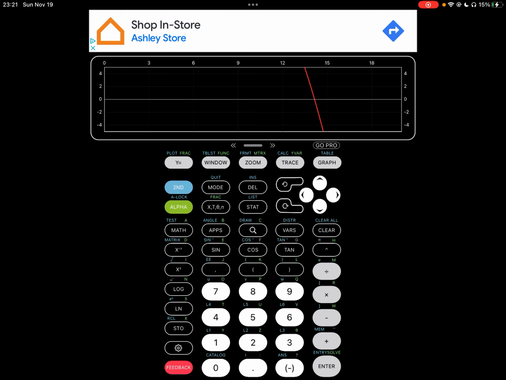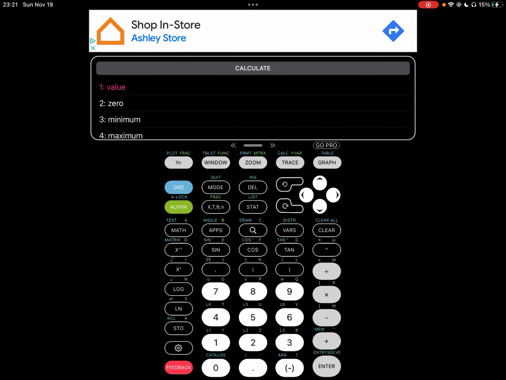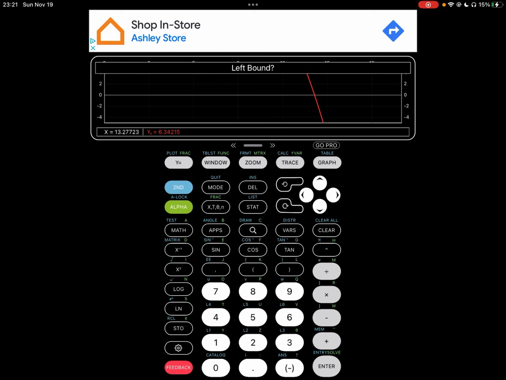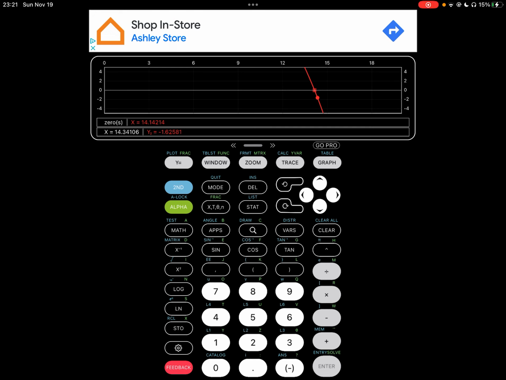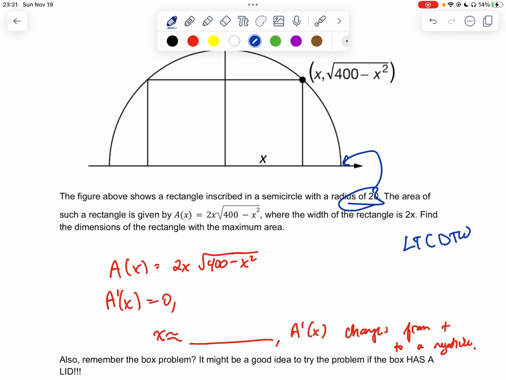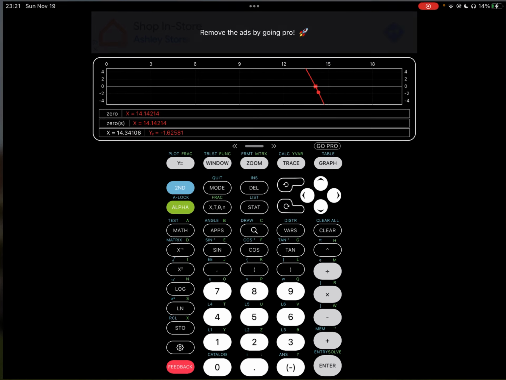How am I going to get that x-intercept? I have to go to second trace. If you go to 0 on second trace, and now you move your left and right arrow keys so you can see the cursor. Here's the cursor. I want the cursor on the left side of that root, and for the right bound, I want the cursor on the right side of the root, and I want it to guess inside of that, and it says 14.142. Okay, so what the calculator is saying is that when x is about 14.142, that area is at a maximum.